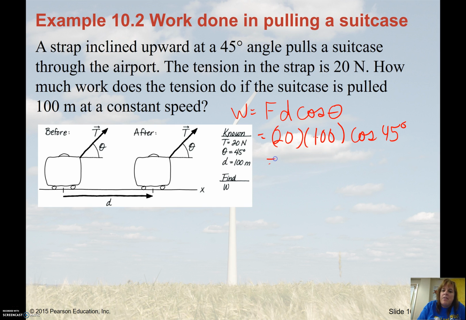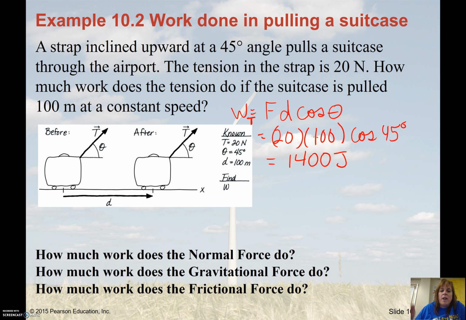So if you do that math, you are going to get 1,414 joules. So I'm just going to round that to two significant figures. And remember, the unit is joules. So that's how much work I did by pulling the suitcase. So this is the work done by the tension force. But what about other works?